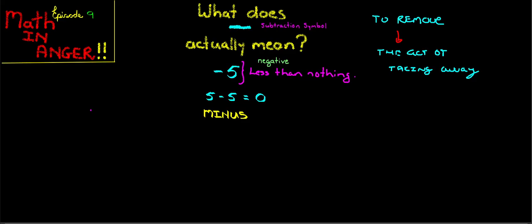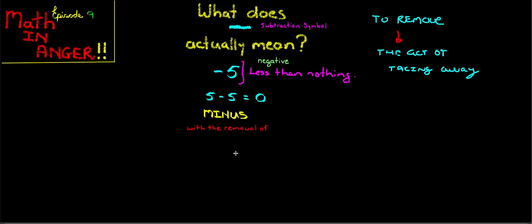So what does it mean when you see the subtraction symbol like this? We typically say 5 minus 5 is equal to 0. But again, have you ever gone and looked at what the word minus means? It means with the subtraction of. In other words, with the removal of.